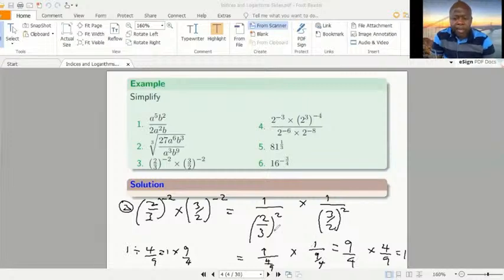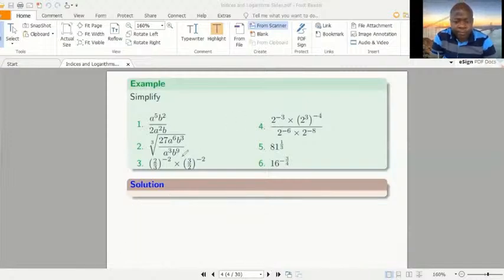Which is 1. And so that's how we do this question 3. Let me now do question 5. No, question 4. Now, question 4, you can see we have negative indices here. And so what I have there is 2 raised to negative 3 times 2.